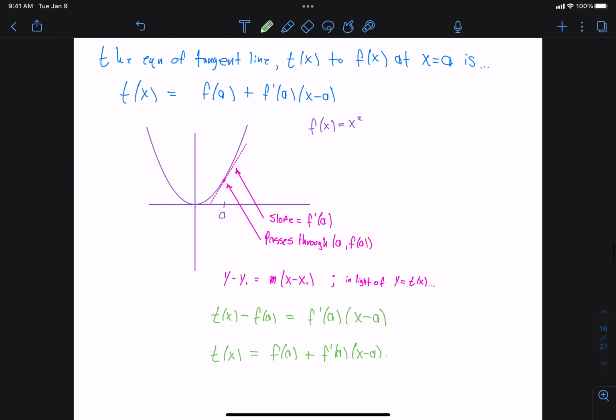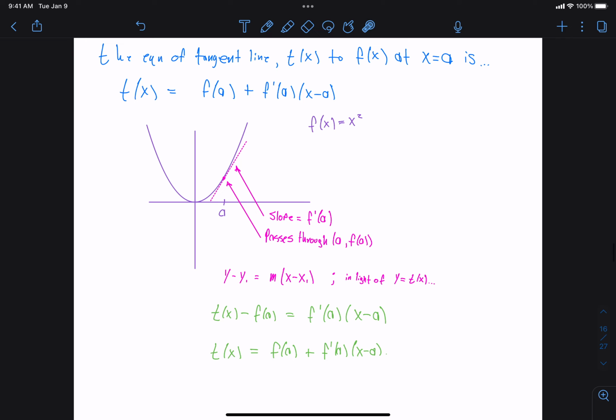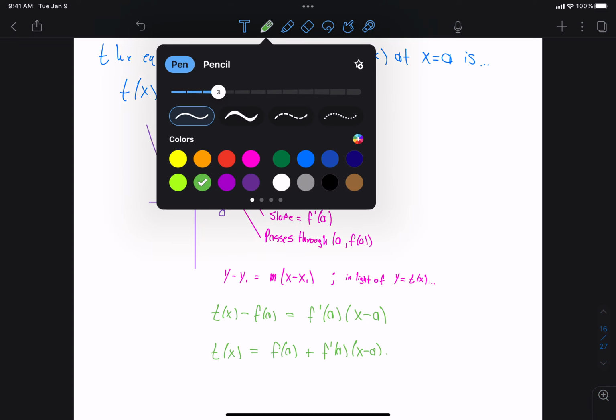The three things you need to know in order to make this formula are: you need to know what a is, you need to know what f prime of a is, and you need to know what f of a is. Later on, we'll have some more robust methodologies for coming up with what f prime of a is. For now, if I ask you to find the equation of the tangent line, I will tell you what that number is. So let's do it for f of x equals x squared. What would it look like?